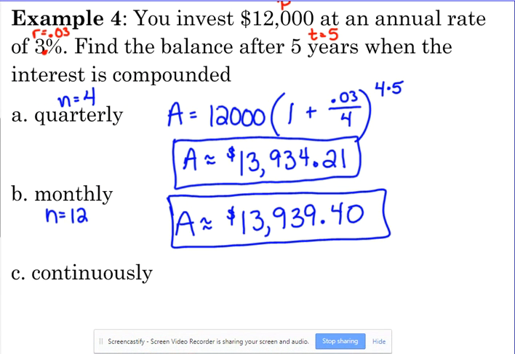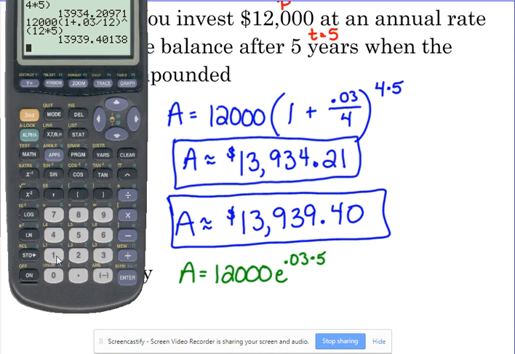All right, and then last scenario, if it's compounded continuously, completely different equation. A equals the principal times E to the rate, 0.03 times the time, 5 years. Again, on the quiz, I want you to show me the setup, so that I can determine, if you miss it, hopefully you don't miss it, but if you do, whether you don't know the formula or you just don't know how to type it in correctly. Okay?